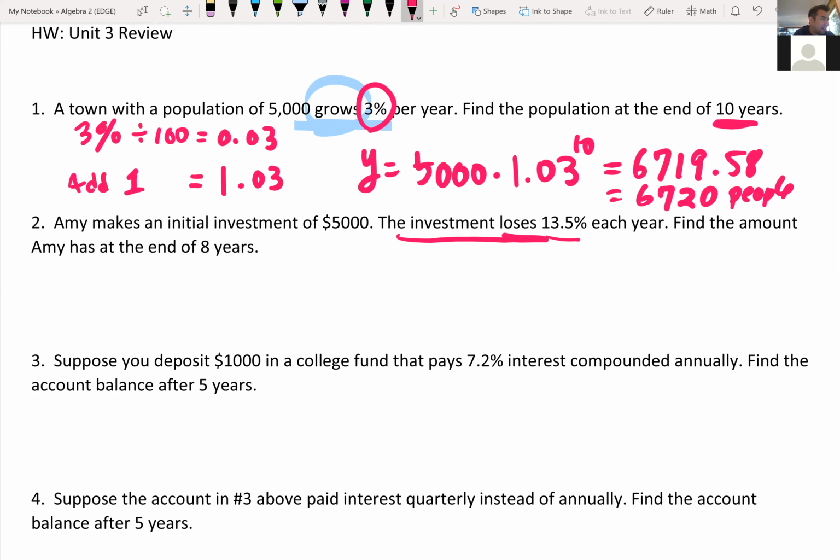All right, thank you guys. Some of you already done. Thank you. It's a decay problem, isn't it? It's going down. And how do we know that? Because it says investment loses. That's not good, huh? You're losing 13.5%. That's quite a bit of money, a percentage. Let's see what happens to this investment.